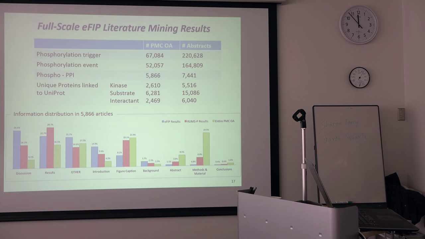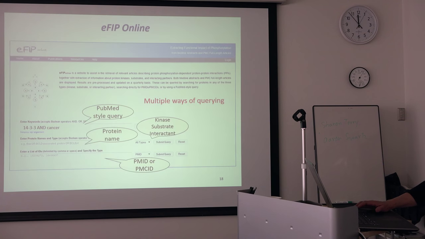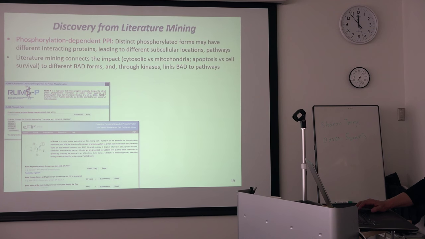We really need to go in and mine the results and discussion, and a lot of the time information also comes from figure captions and so forth. So it's not surprising, but we have data to back up people's impression. And then there is an online resource that allows biologists to query directly using PubMed-style keyword search, by protein name, by PMID, or to search for the interactants.